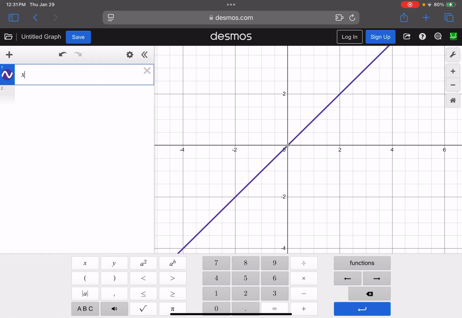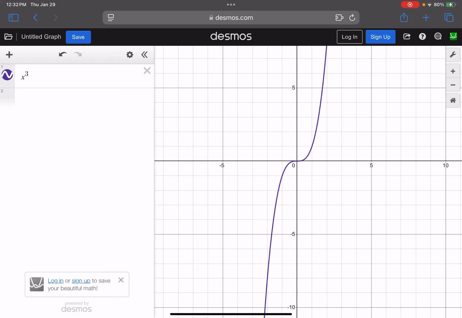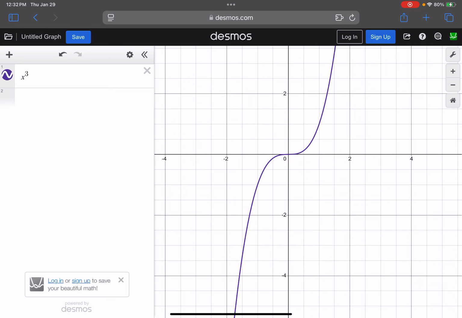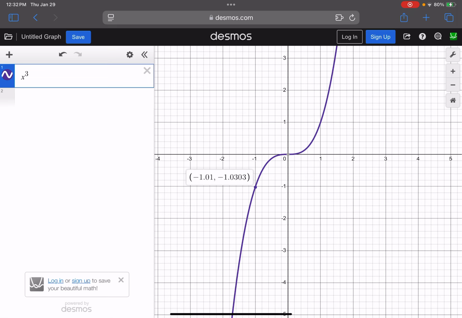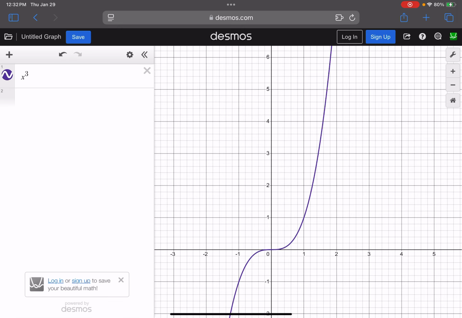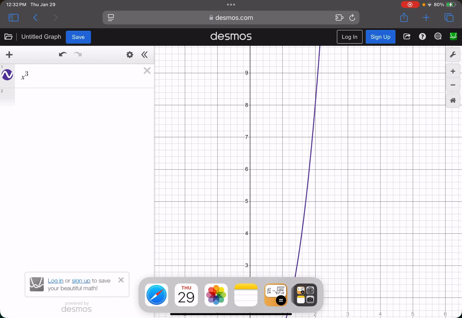So let's draw x cubed. So this is what a cubic graph will look like. Okay, it will intersect at the origin here, at 0 here. So we want to draw from -1. Okay, so when x is -1, y is also -1, until x is 2. So when x is 2, we get 8.